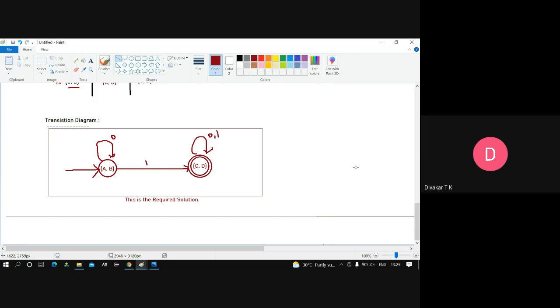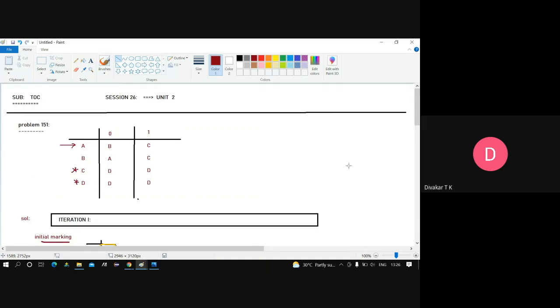Just check it out. Analyze for a couple of minutes what we have done here, step by step. Done guys, done. See, have a look at it.